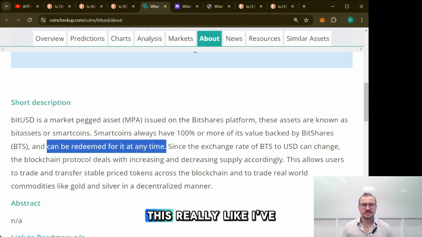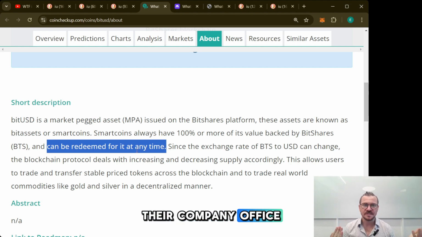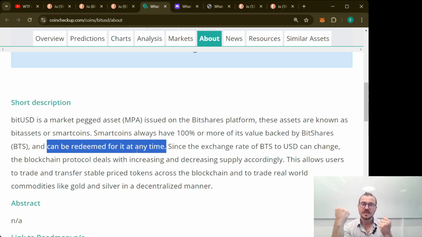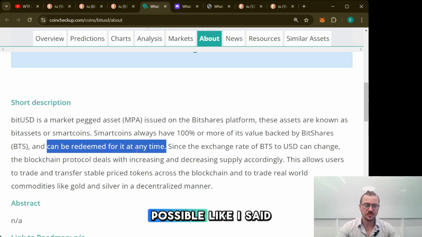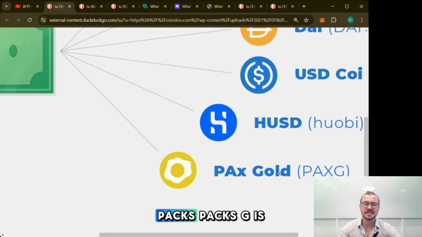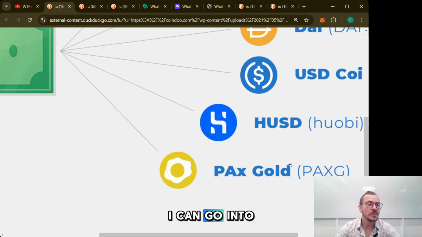So people don't do this, really. I've never done it. But technically, if I had 1 of these BitUSDs, I could go into their company office. I will trade them that 1 BitUSD, and they'll give me the physical dollar. So technically, that is possible. Like I said, there's also these other types with gold, right? PAXG is actually one of my favorite cryptos. It's a stable gold coin, which means if I have 1 of these, I can go into their office and actually get the physical gold.